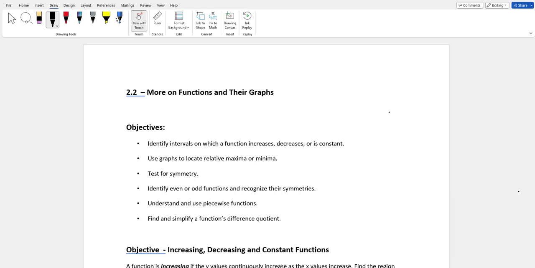Use graphs to locate relative maxima and minima. Test for symmetry. Identify even or odd functions and recognize their symmetries. Understand and use piecewise functions, and find and simplify a function's difference quotient.